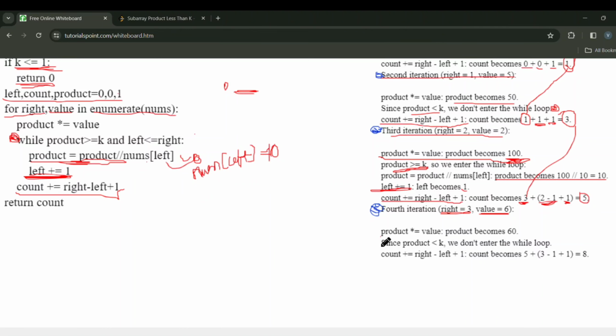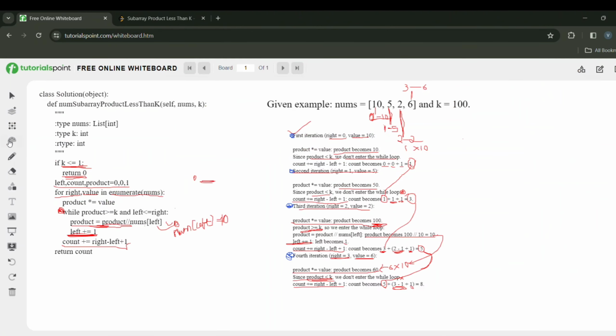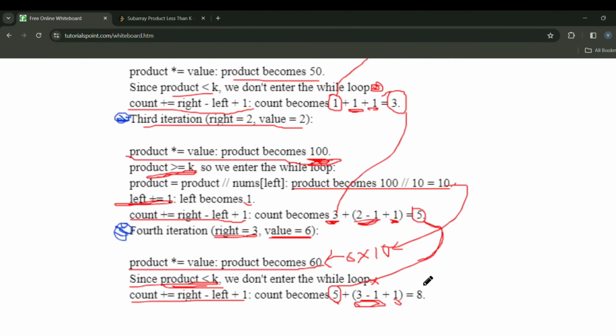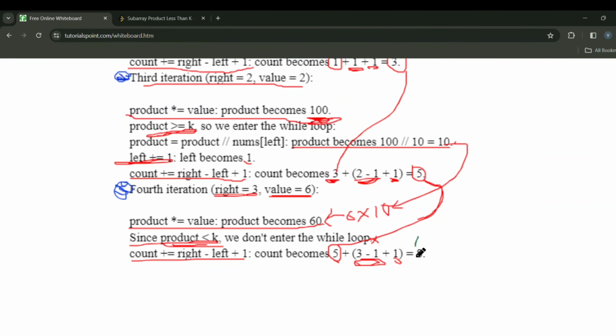So value is 6, and product is product into value. The product in the third iteration became 10, so 10 into value is 60. Since 60 is less than k, that is 100, we will not enter the while loop, and now count becomes 5 plus right is 3, left is 1, so 3 minus 1 plus 1. Now count has become 8, which is the required output.